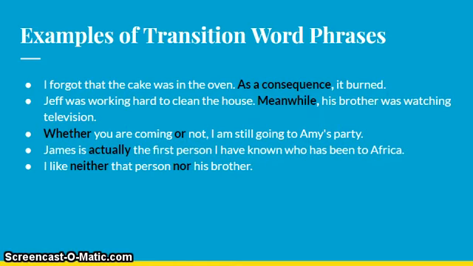Some more examples of transitional word phrases are: I forgot the cake was in the oven. As a consequence, it burned. Jeff was working hard to clean the house. Meanwhile, his brother was watching television. Whether you are coming or not, I am still going to Amy's party. James is actually the first person I have known who has been to Africa. I like neither that person nor his brother.